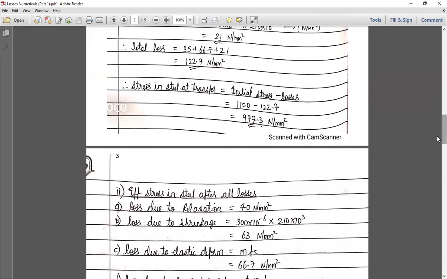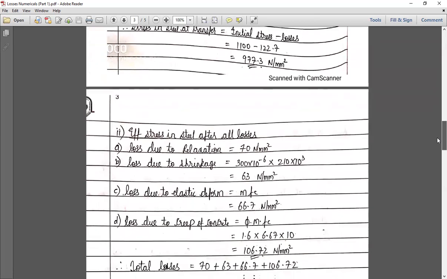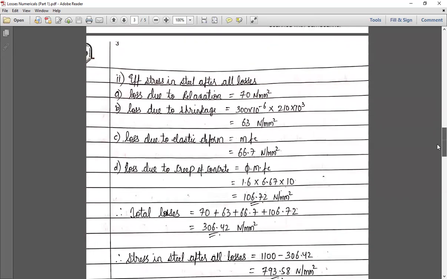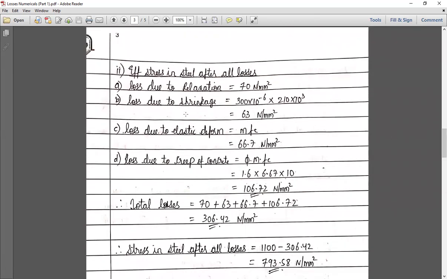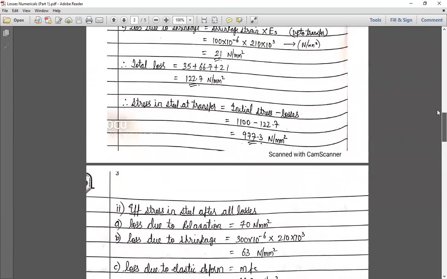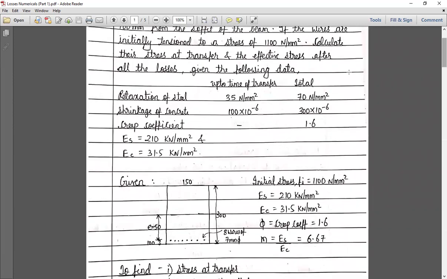So now similarly, we will find out the effective stress in steel after all the losses. So loss due to relaxation, and all the losses, meaning total loss. Look here at what is given in the total column. For two cases we have to find out. One is up to transfer and the second case is total. So for total, relaxation of steel is 70, shrinkage of concrete is given, and creep coefficient is also given.